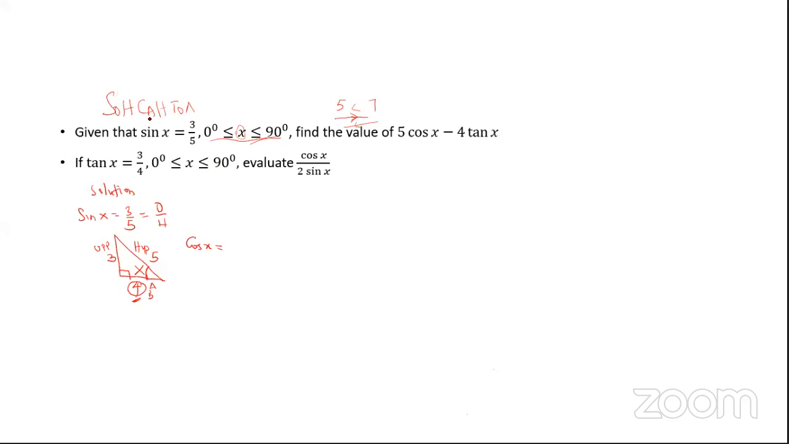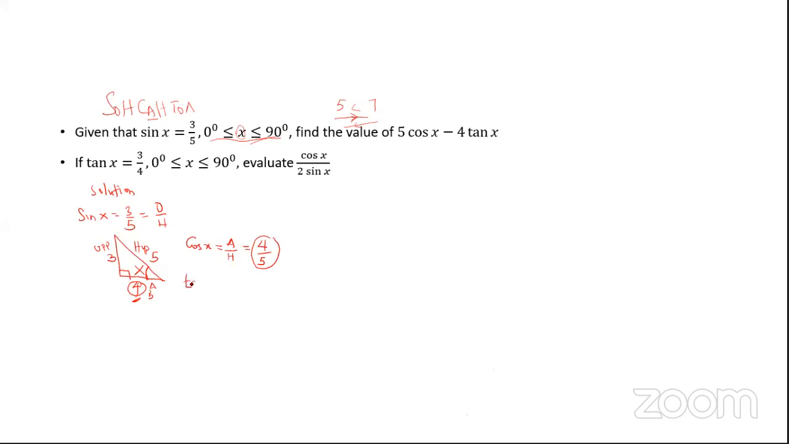From my SOHCAHTOA, you come back to this. It should be adjacent over hypotenuse. What's the adjacent from the diagram? The adjacent is 4. What's the hypotenuse from the diagram? It is 5. So it means the value of cos x is what? 4 over 5. I also need the value of tan.